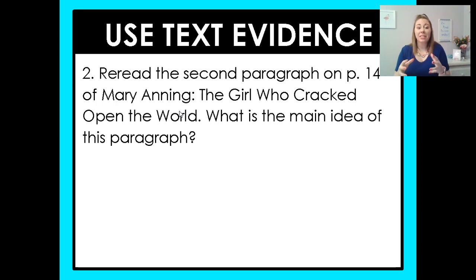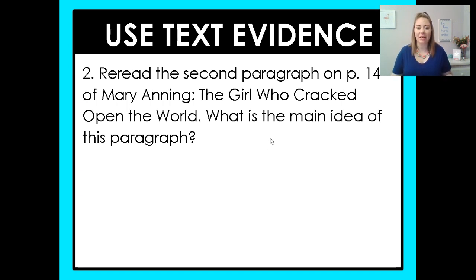So I always want you to think about when it's giving you this, it's telling you exactly where to read. You don't have to reread the whole thing. When a question gives you this, it's like giving you directions. Reread the second paragraph on page 14 of Mary Anning, the Girl Who Cracked Open the World. That's giving you the direction, what to do first. And then we can answer the question, what is the main idea of the paragraph?